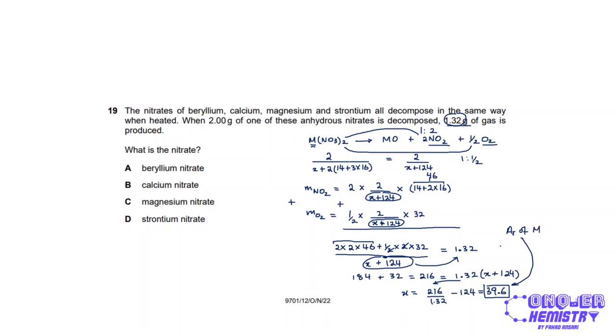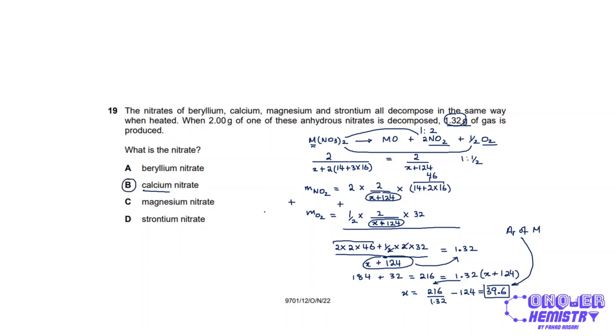Now what I'm going to do is go to the periodic table and compare the ARs. All right. So for calcium, it is 40.1, close enough to 39.6, and that's what I'm going to go with. And that's going to be my answer.